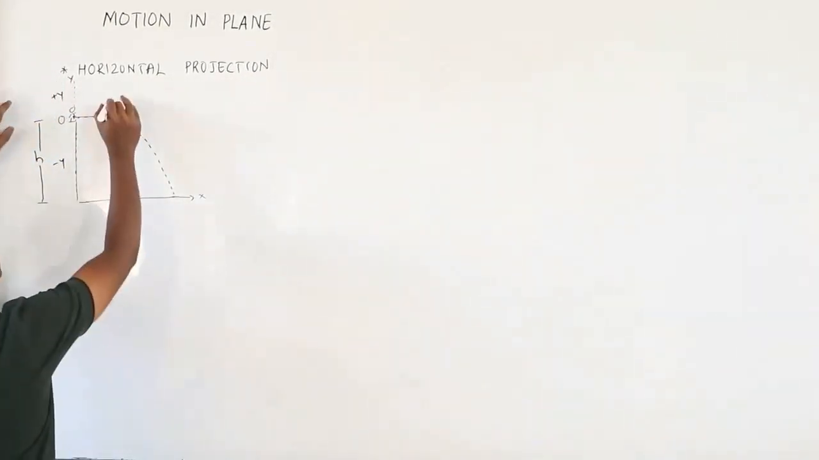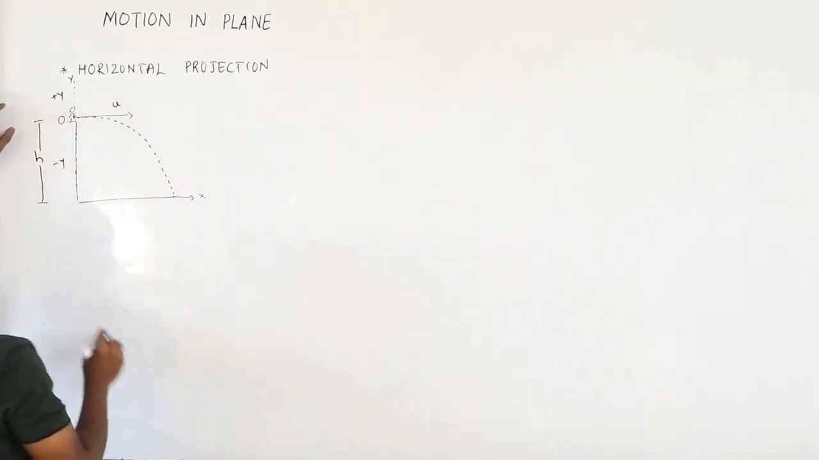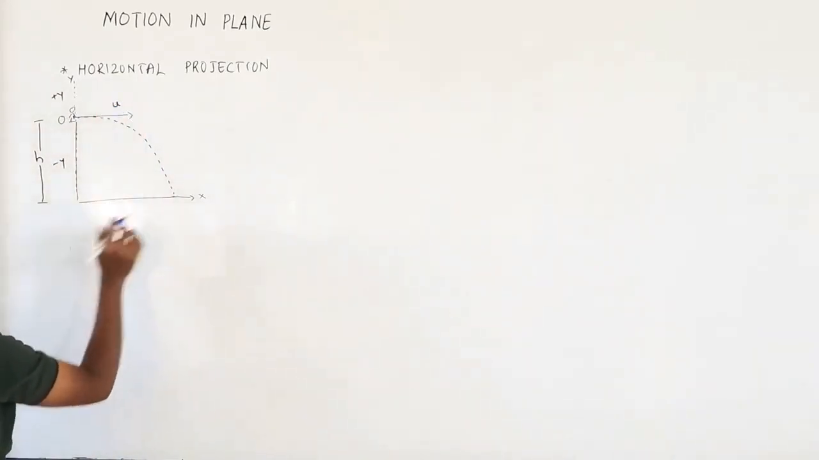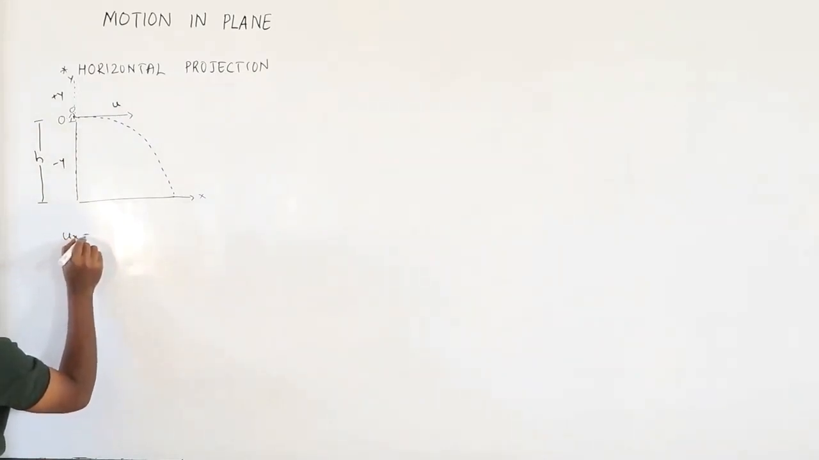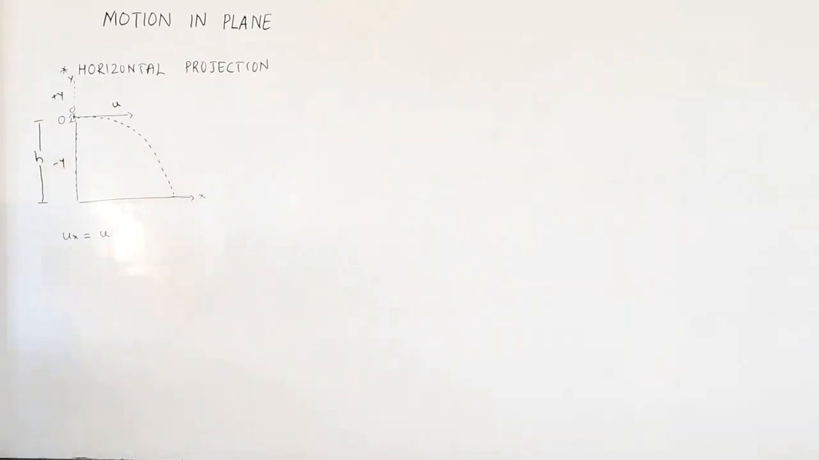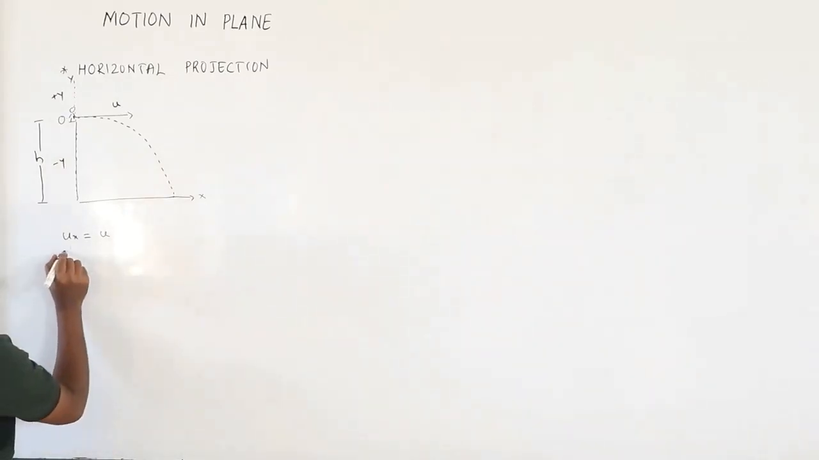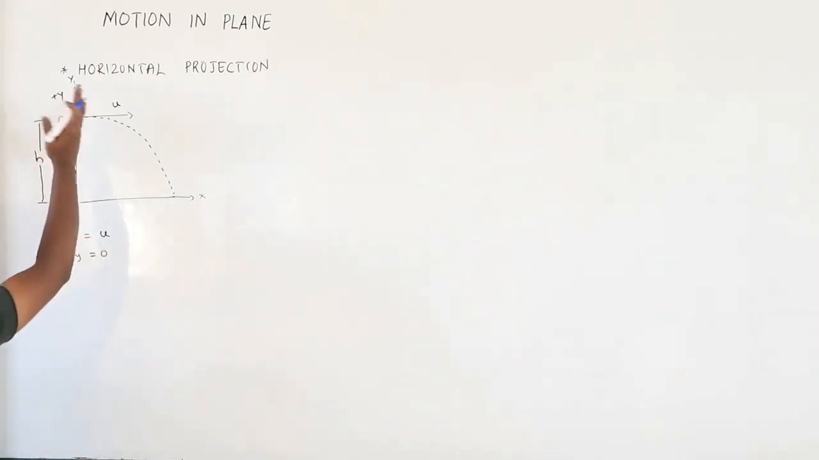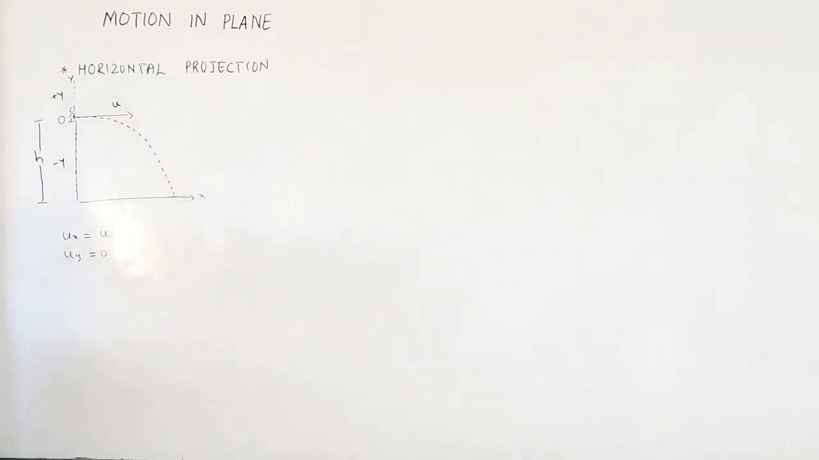So if you project with say initial velocity u, we have discussed the component of velocity along the x axis: ux is just u. There is no angle. You are projecting horizontally, so the angle is 0. What about uy? uy is 0 because you are not giving any component of velocity along the y axis.